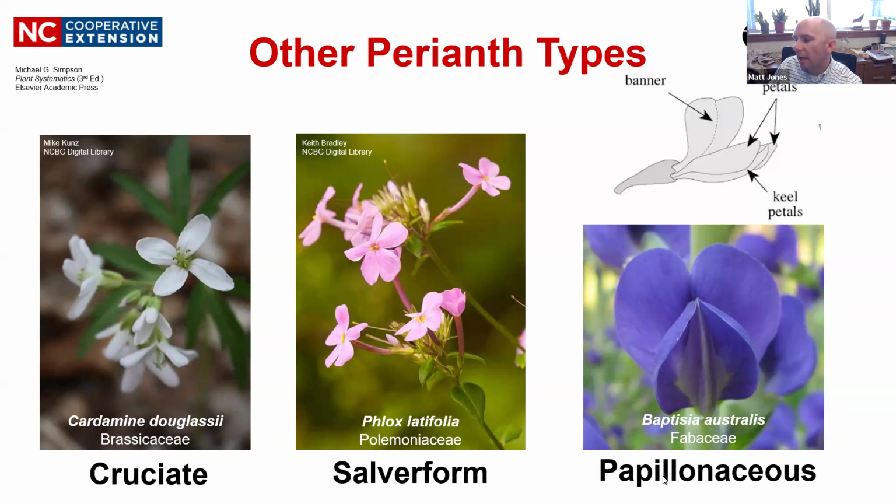A papilionaceous flower is a description of a flower form in a subfamily of the legumes, where you have a banner petal at the top, two wing petals, and keel petals in the center. And this is really optimized for bee pollination. This is a baptisia.